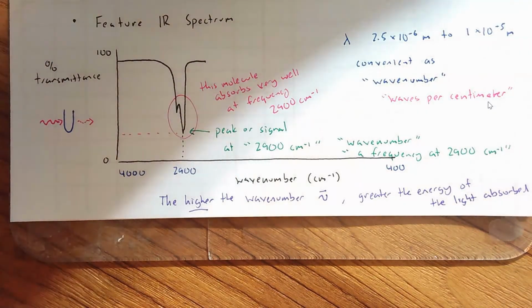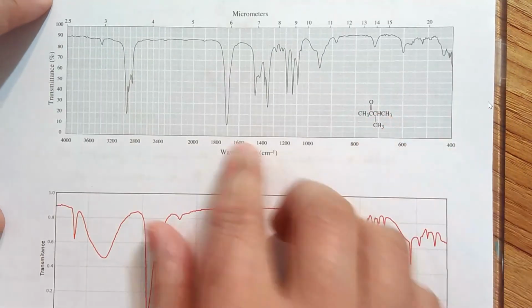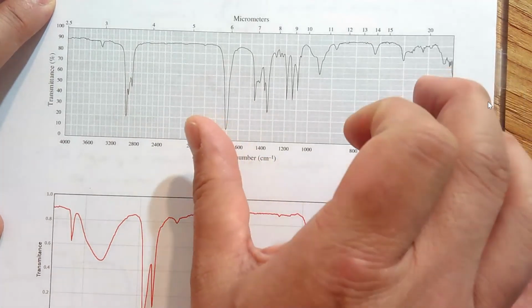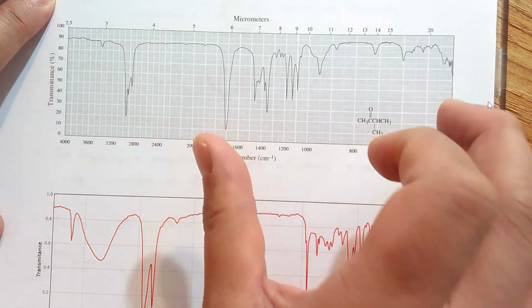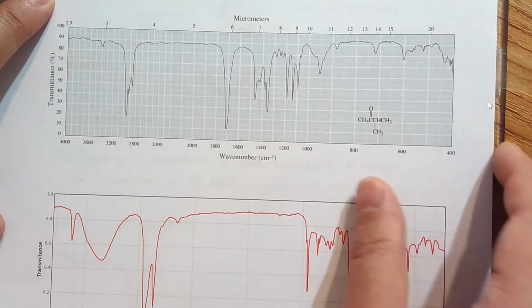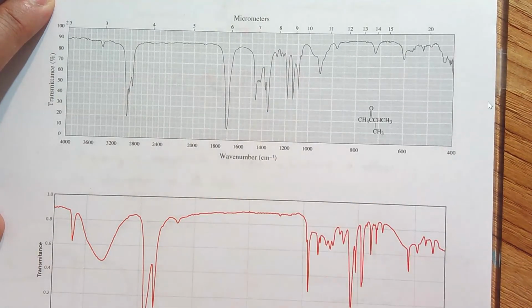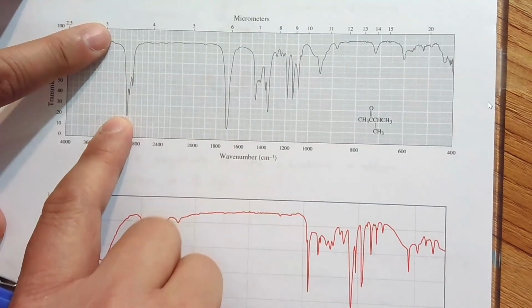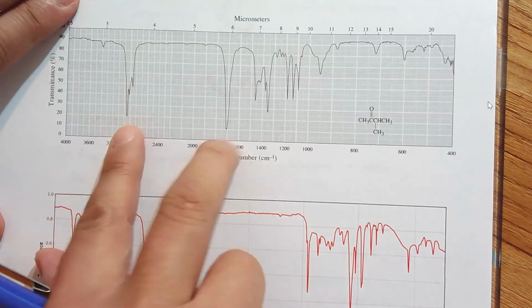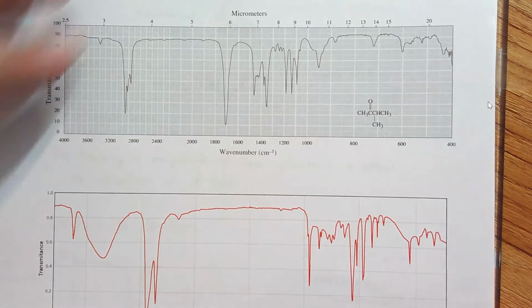Now, in a later video, we are going to look at the full spectrum. There are certain things that are important, and there are definitely regions that we should ignore because it's way too complicated. We are not going to understand what every single one of these peaks means, but we should understand what the larger, stronger signals mean. But that's in a later video.